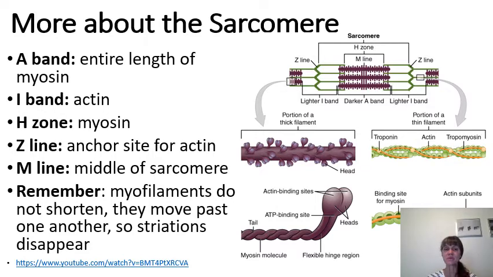And myofilaments do not shorten. They move inward towards the M line. They slide past one another. So striations disappear and the H zone gets smaller when contraction occurs.